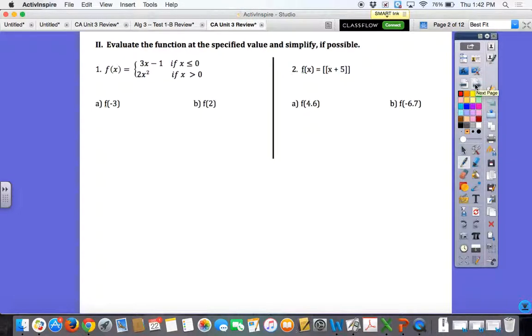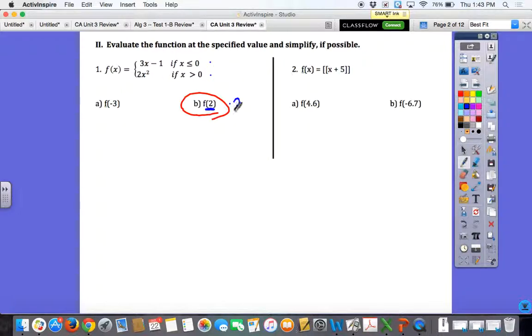Once we get into multiple parts or multiple options, I'm just going to pick the harder option and roll with that. Piecewise function, you've got to test and see where your number is. 2, is he less than 0 or greater than 0? Hopefully you guys said greater than 0.